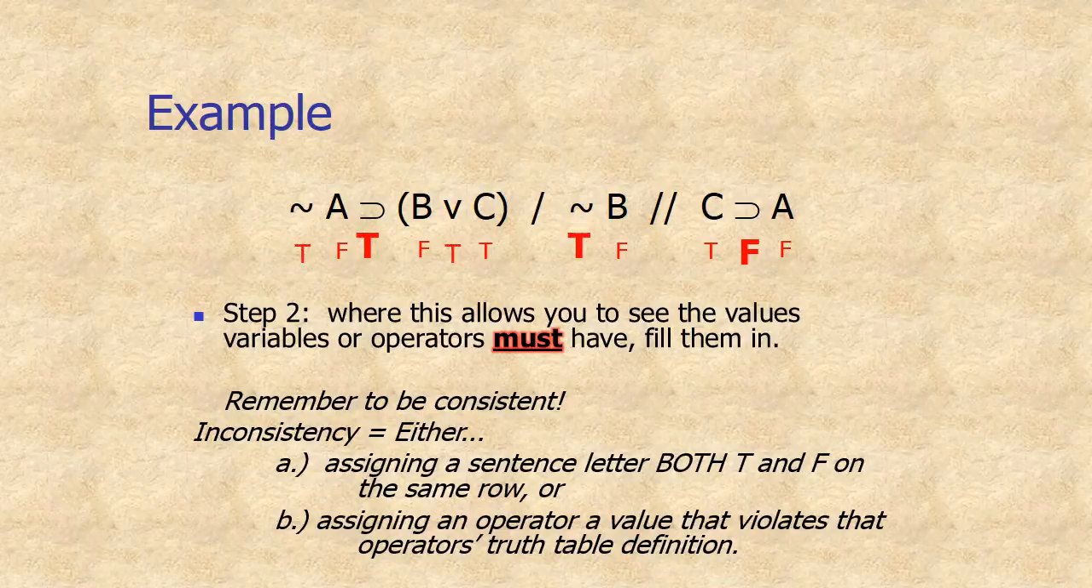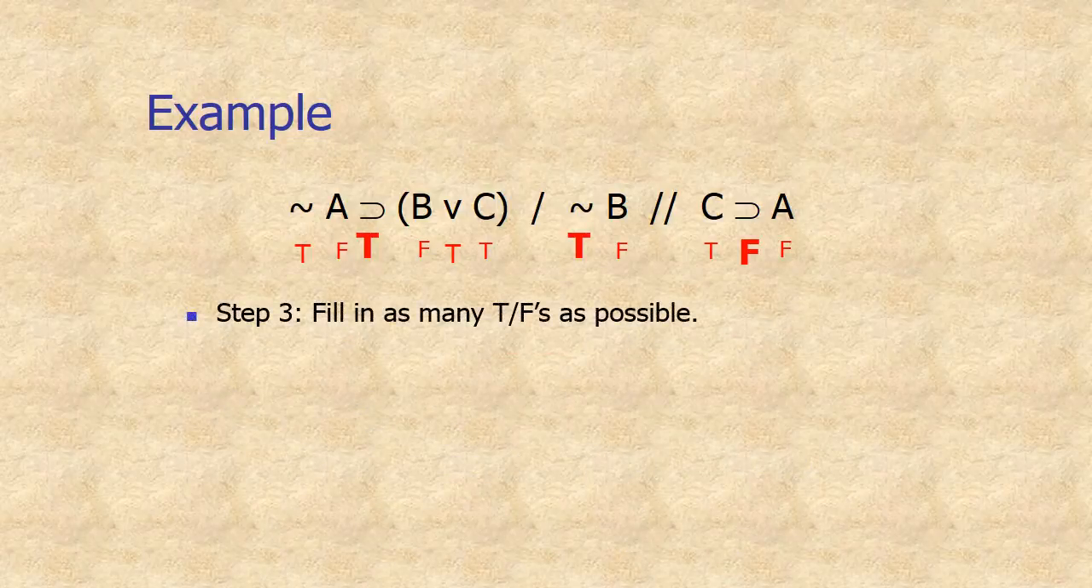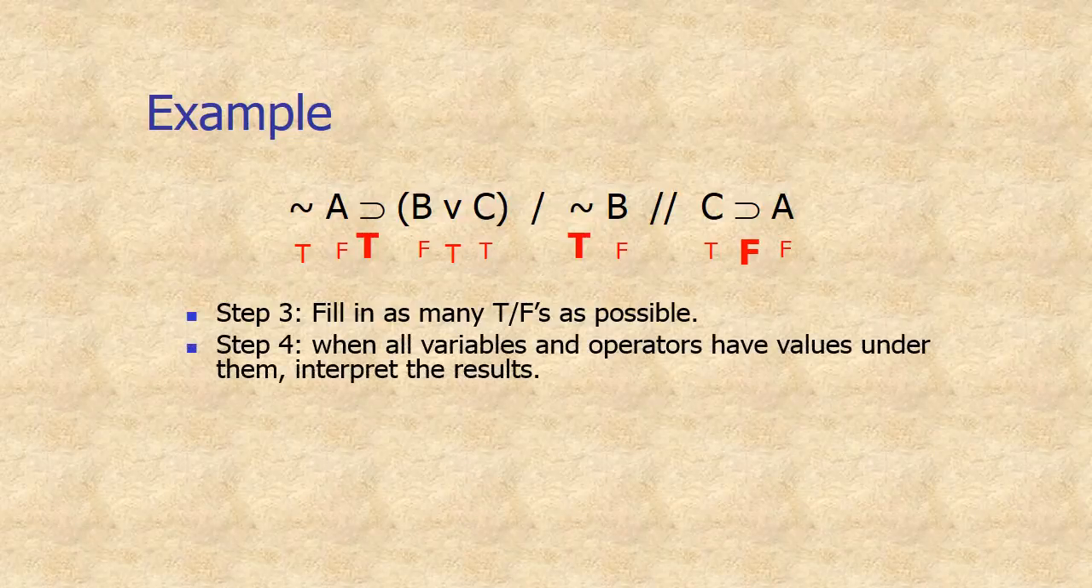Now I can also fill in the value for tilde A if A was assigned a false, and I can also put a T underneath the wedge in that first premise, because the C was all it takes to make that true. Now, after you fill in as many T's and F's as possible, interpret the results.